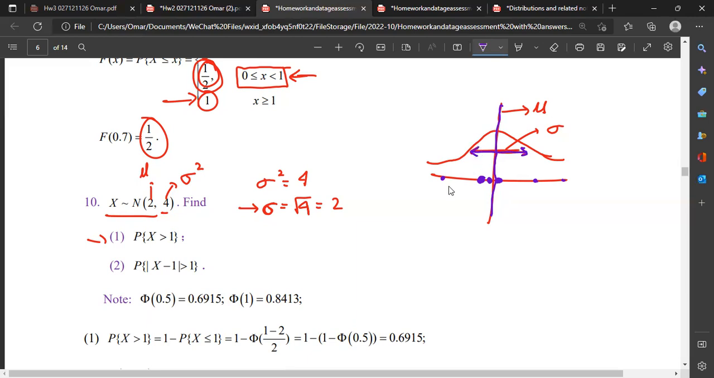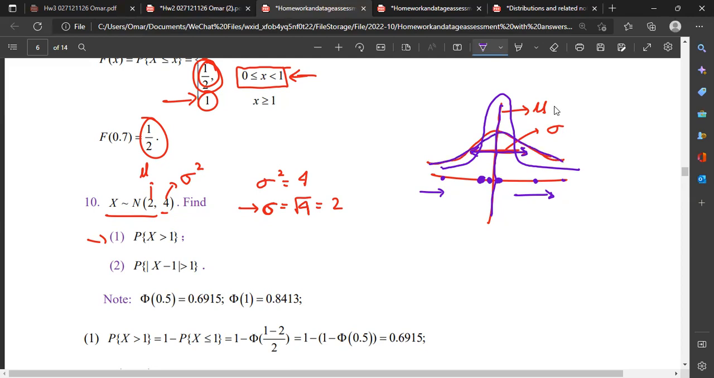That means how much data we have here, okay? So if sigma is smaller, the graph will be thin, okay? And if sigma is larger, the graph will be fat, okay? This way, fat.